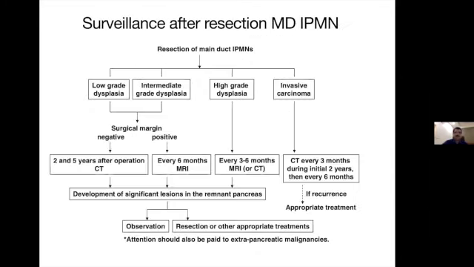of a total pancreatectomy. So after resection of main duct IPMN, you have to put forward the surveillance strategy because there is a chance of recurrence in the remaining pancreas, and there may be development of branch duct IPMN, or the patient may develop high-grade dysplasia in the remaining pancreas.